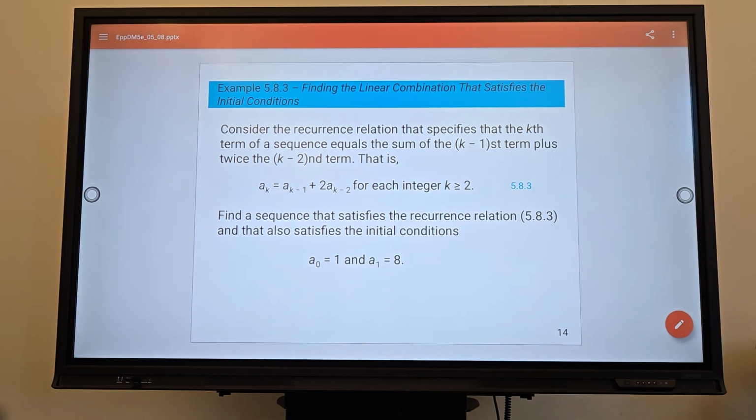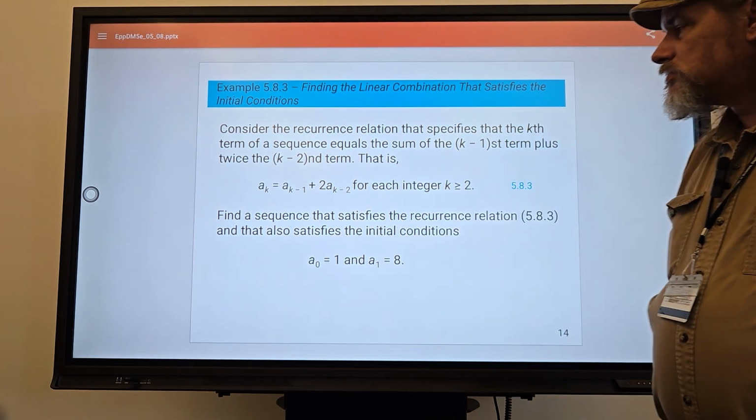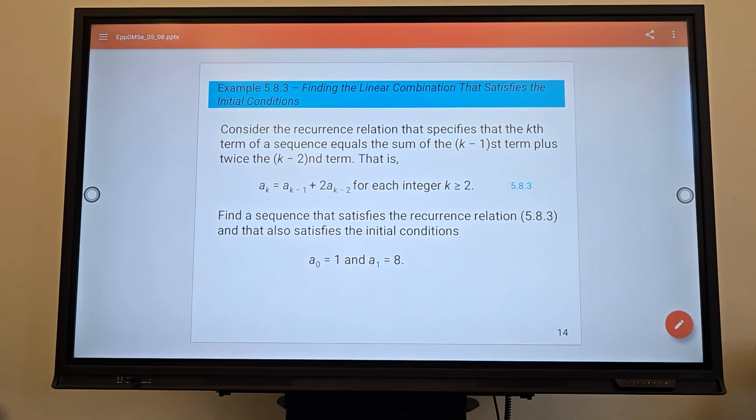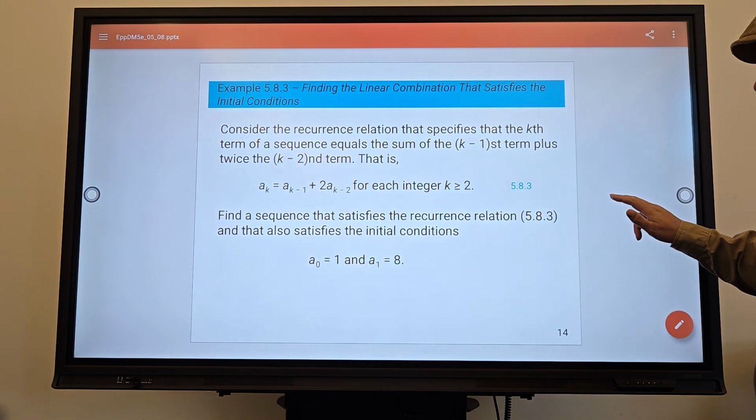Consider the recurrence relation that specifies that the kth term of the sequence equals the sum of the k minus 1 term plus twice the k minus 2 term, the same relation we saw a little bit earlier. Find a sequence that satisfies the recurrence relation and also satisfies the initial conditions a sub 0 equals 1 and a sub 1 equals 8.